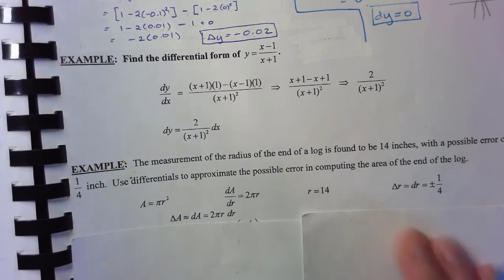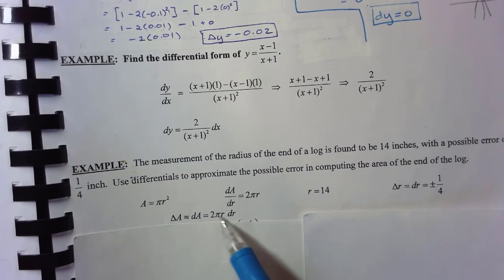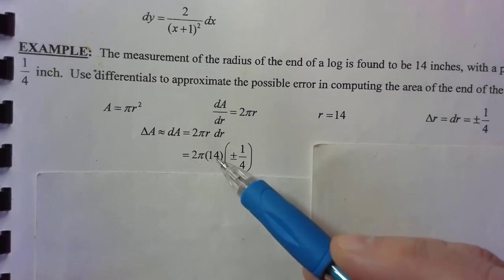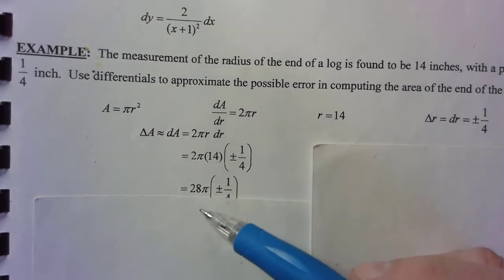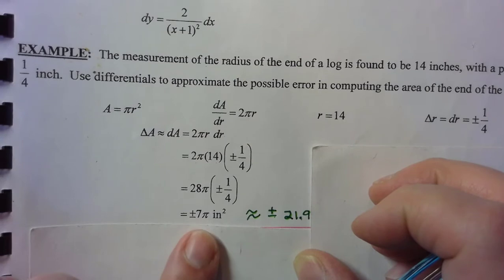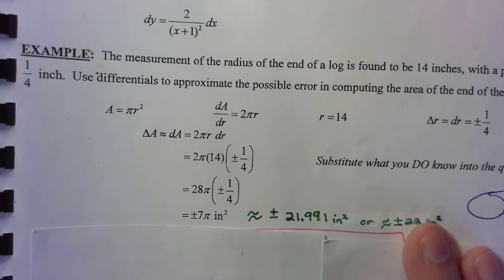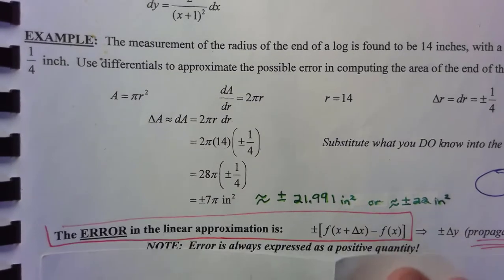That would be correct. And my change in my area is going to be approximated by dA, which is 2 pi r dr. Substitute what we know. 2 pi r dr is 2 pi times 14 times plus or minus 1/4. That gives us 28 pi times plus or minus 1/4, which of course gives us plus or minus 7 pi square inches. And when we take 7 and multiply it by pi, we get plus or minus 21.991 square inches, or about 22 square inches.